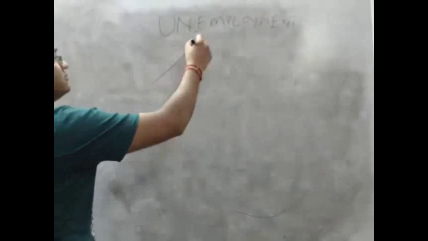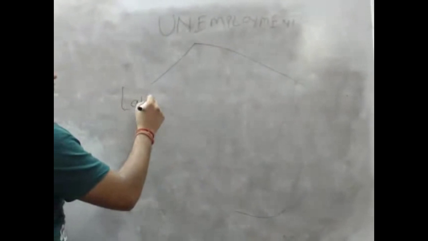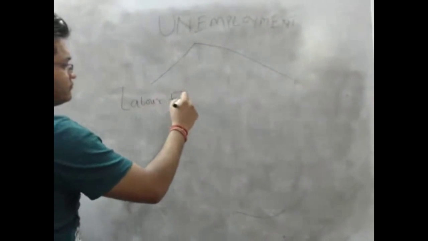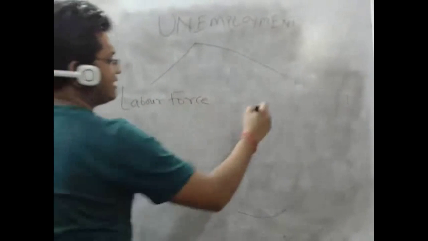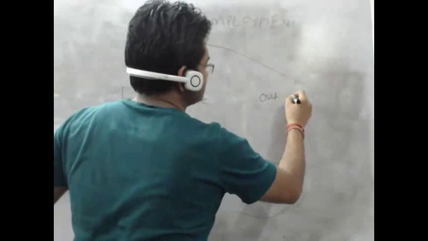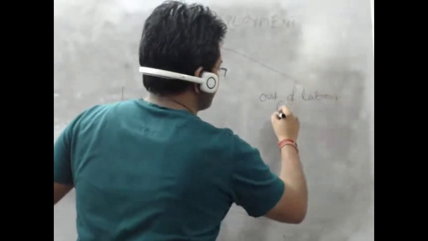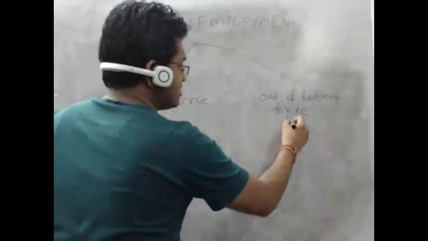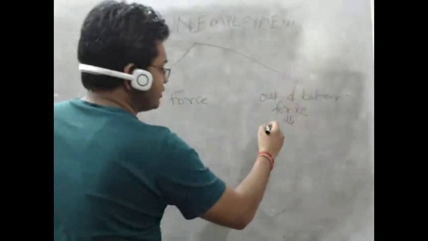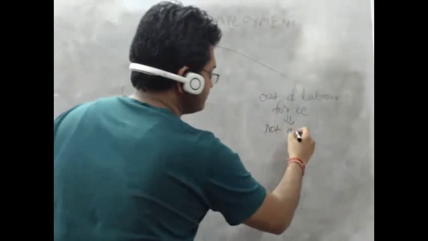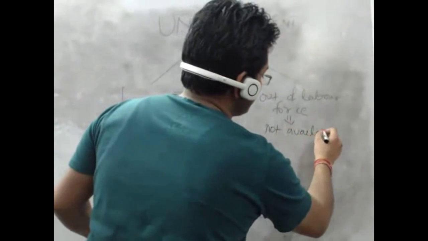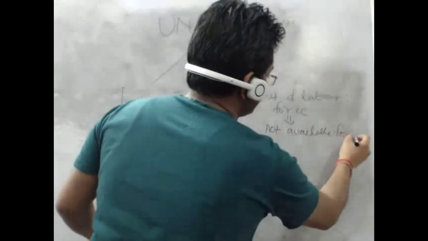Divide your population into two parts. First part is called labor force. Next part is called out of labor force. Out of labor force means this part of population is not available for economic activity.